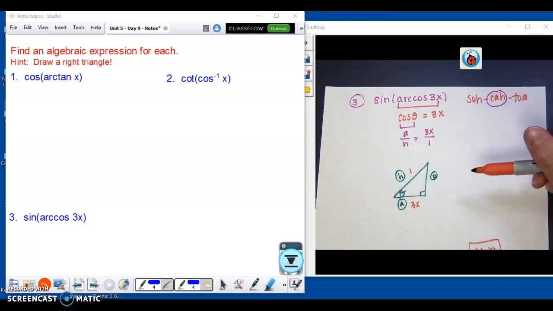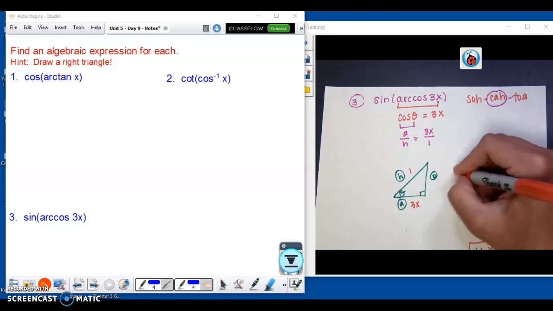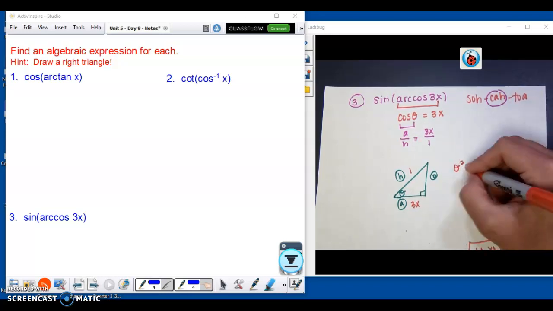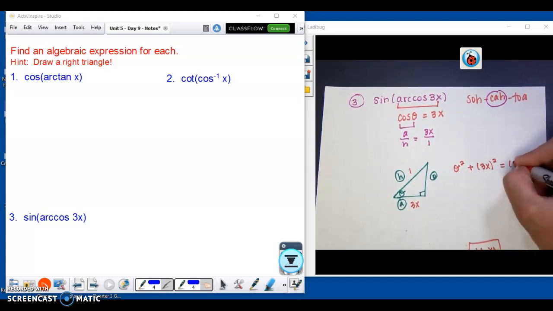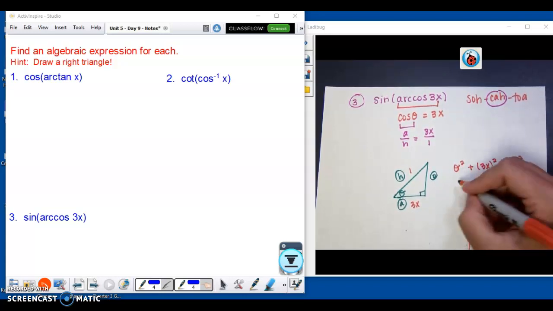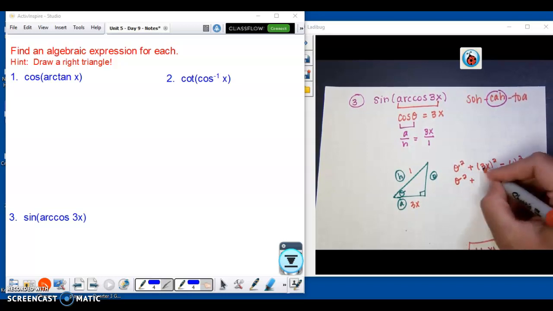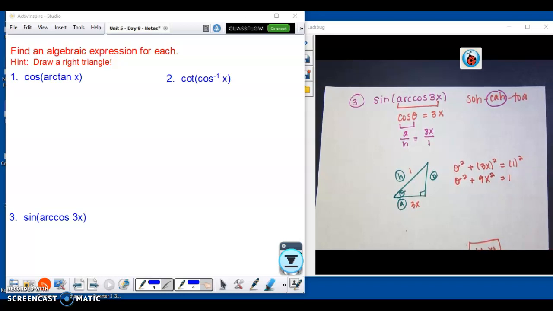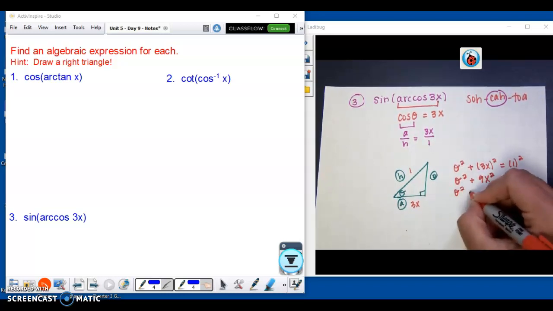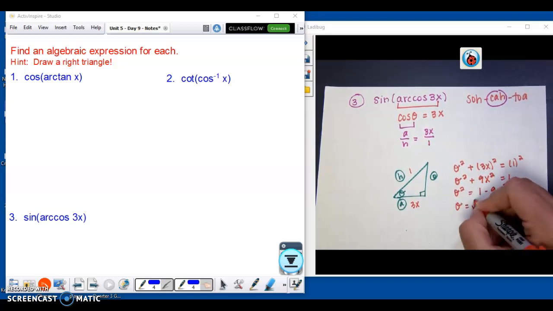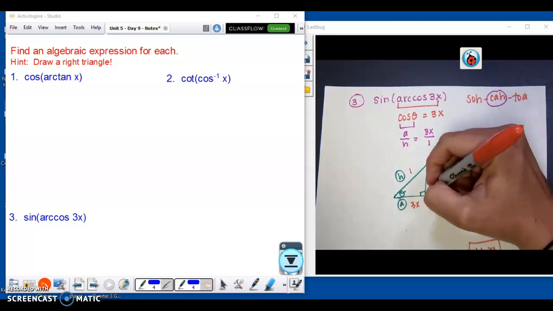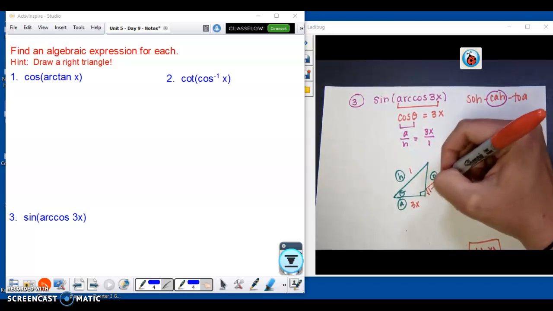So once again, I need to solve for this opposite part. So I'm going to make a little fancy O again, plus my adjacent, which is (3x) squared, equals 1 squared. Now be a little careful in this. That 3 squared, the 3 has to get squared and the x, so that's 9x squared equals 1. And I'm going to subtract over my 9x squared. And then I'm going to take the square root. So my opposite is the square root of 1 minus 9x squared.